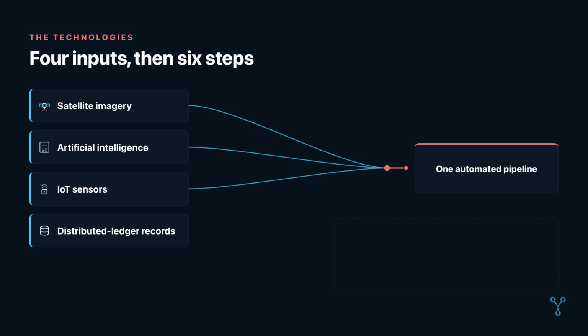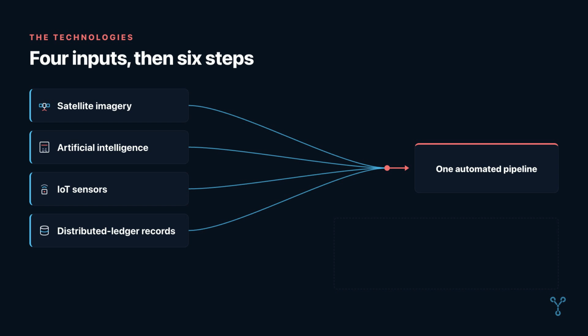It uses Internet of Things sensors to measure physical conditions on the ground. We also call these IoT sensors. Finally, it uses distributed ledger or blockchain records to store data securely. A blockchain is a database that records transactions in a way that cannot be changed.